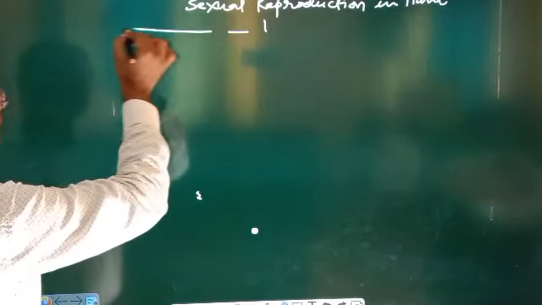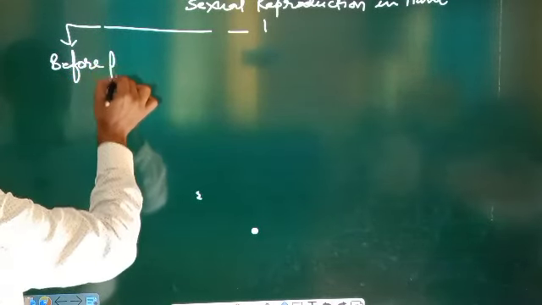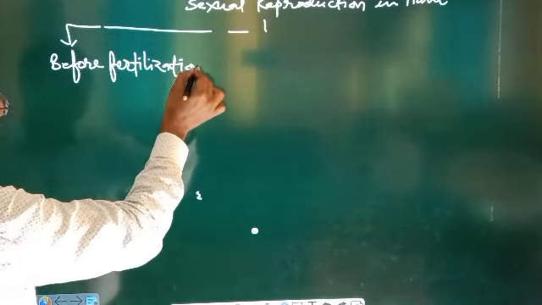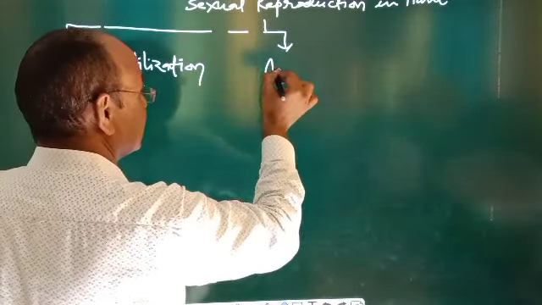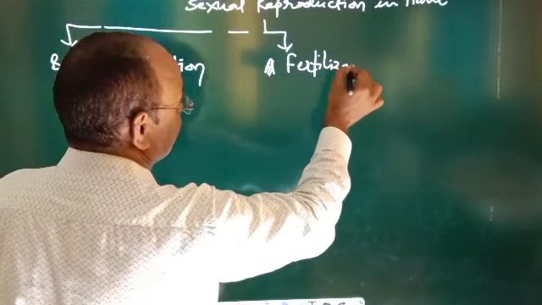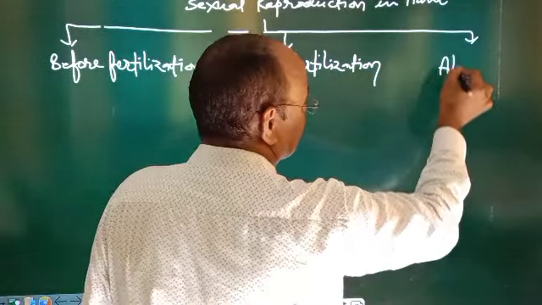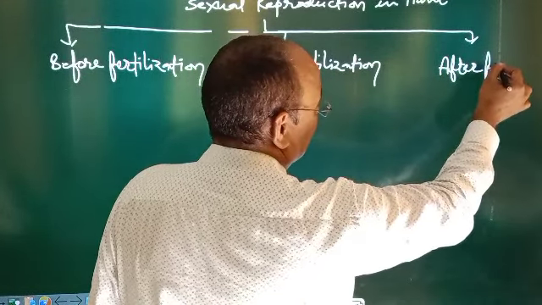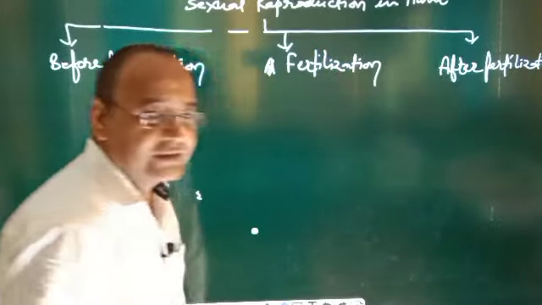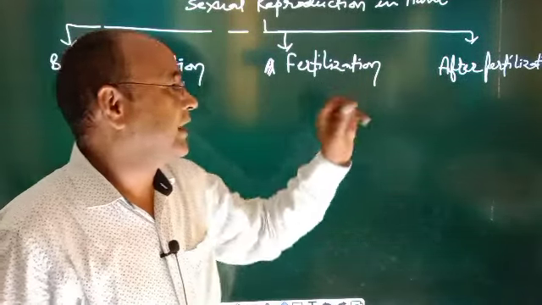Number one, before fertilization. Second, fertilization. And third, after fertilization. So total events of sexual reproduction are categorized into three parts: before fertilization, fertilization, and after fertilization.